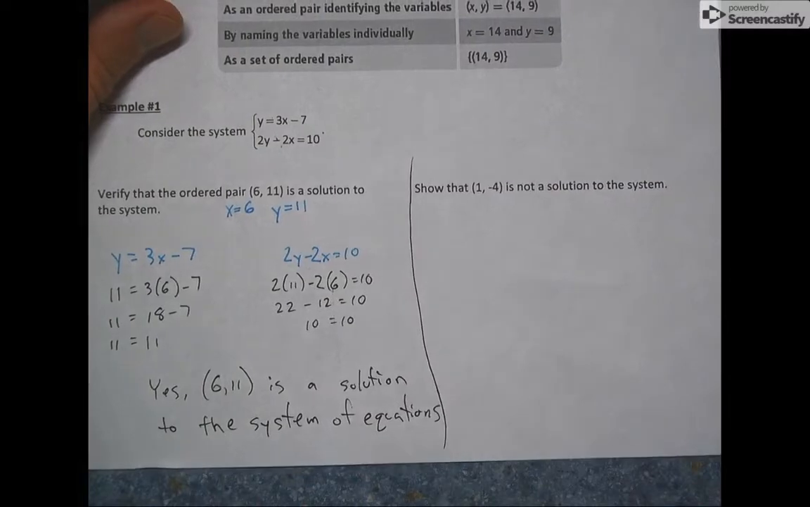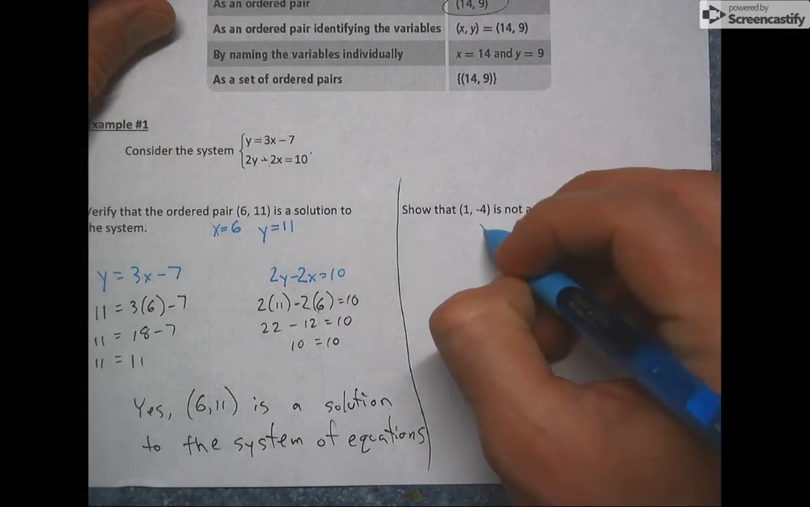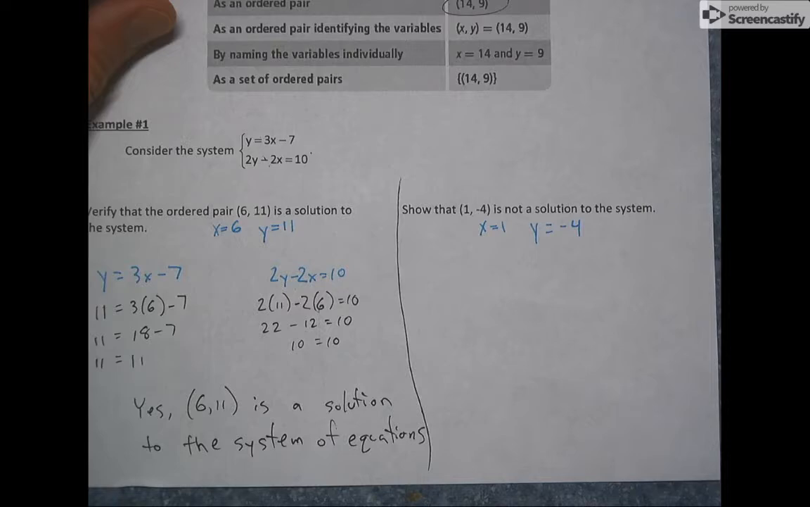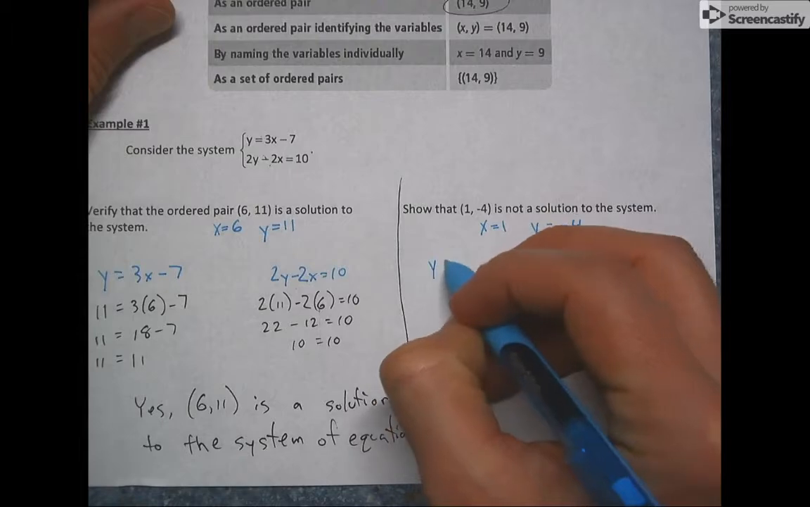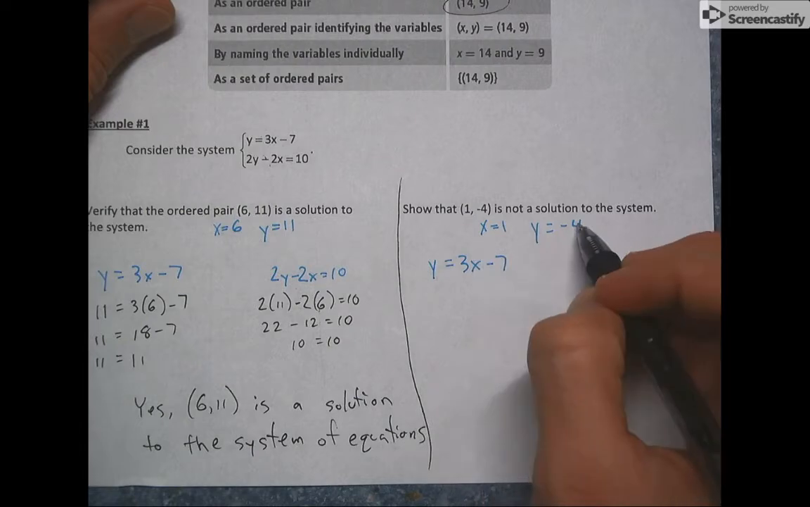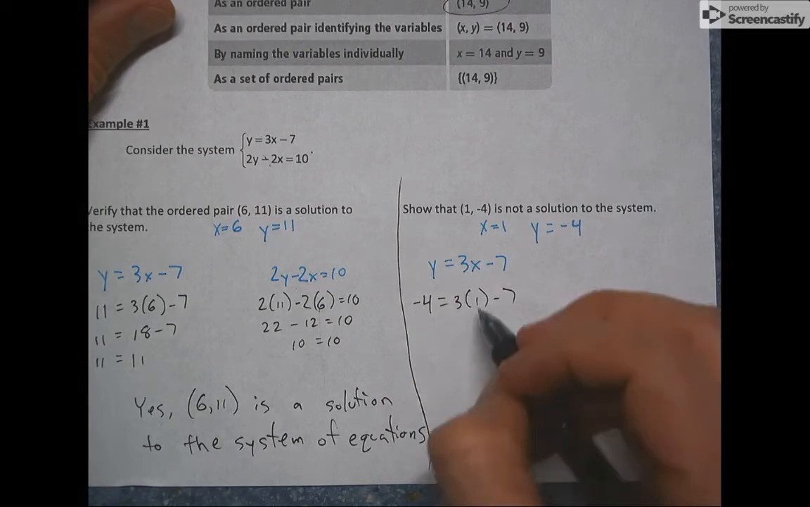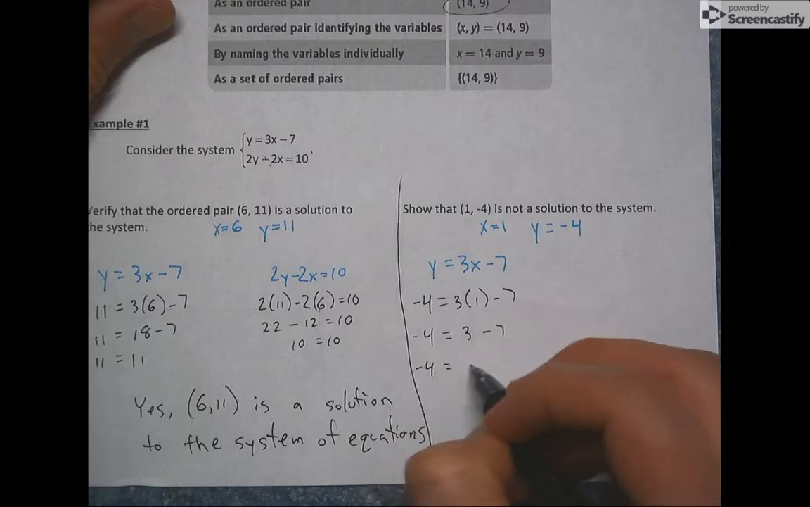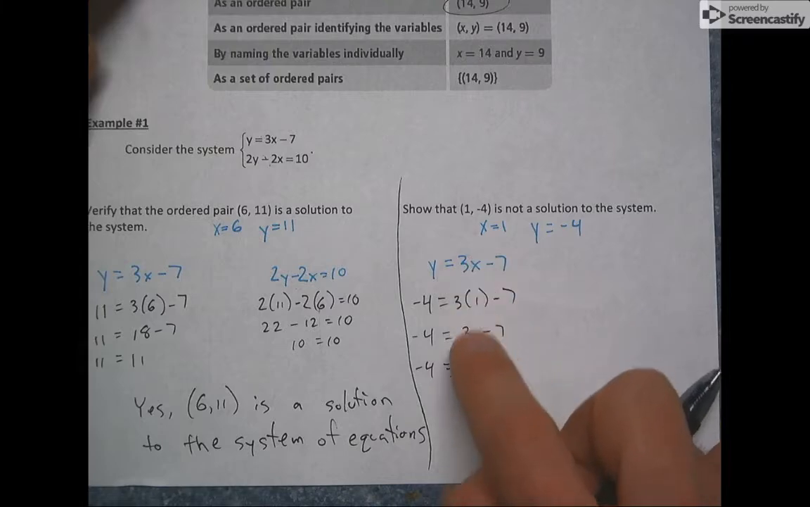So on the flip side now, we're going to take a look at this one. We're going to show that 1, negative 4 is not a solution. So x equals 1, y equals negative 4. Show that this is not a solution. So we're going to go again right back to where we started using these two equations. So y equals 3x minus 7. And we're going to plug these in. 1 for x, negative 4 for y. I'm going to multiply, I get 3 minus 7. And I'm going to get negative 4 equals negative 4. So it worked right there. So 1, negative 4 is a solution to this equation.